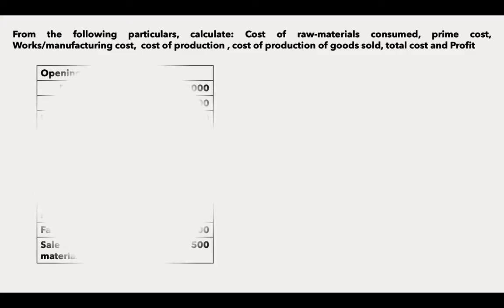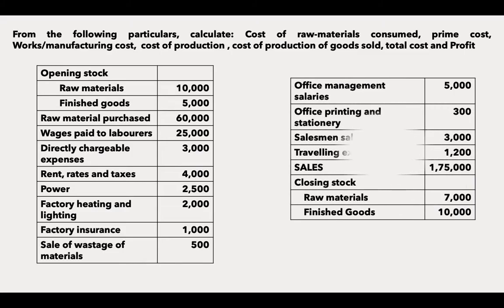So we'll go for a problem here. From the following particulars, calculate the cost of raw materials consumed, prime cost, works or manufacturing cost, cost of production of goods sold, total cost and profit. So here we have the problem.